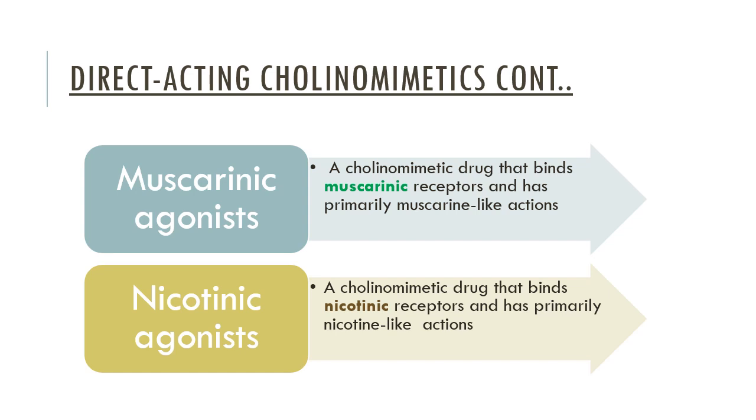Nicotinic agonist. What are the nicotinic receptors? Nicotine, in small doses, is one alkaloid. At the site where it acts, the drugs which act on the nicotinic receptors are known as nicotinic agonists. A cholinomimetic drug that binds nicotinic receptors has primarily nicotine-like actions. Must remember that nicotine-like action. You are all familiar with smoking and the effects of nicotine, and you will be taught about nicotine later on.